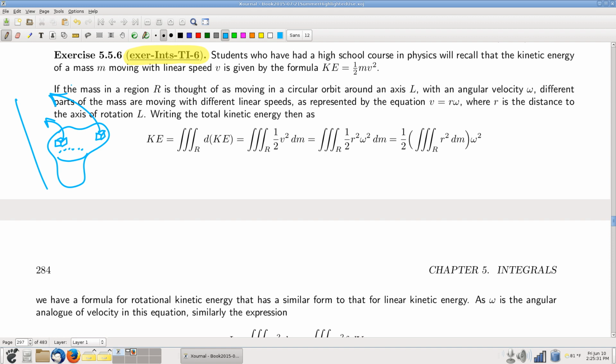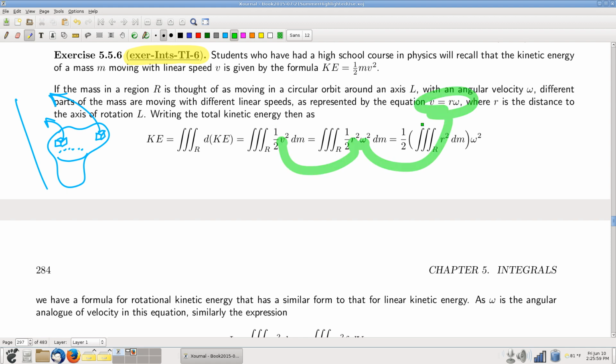So if you want to compute the grand total amount of kinetic energy, you just have to add up all these little bitty pieces of kinetic energy. For each one, the kinetic energy is 1/2 mv squared, m being the amount of mass in that little chunk, which is therefore the differential dm. Does that make sense? Okay.